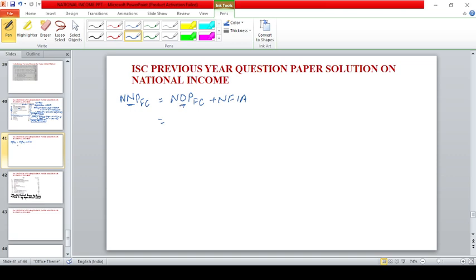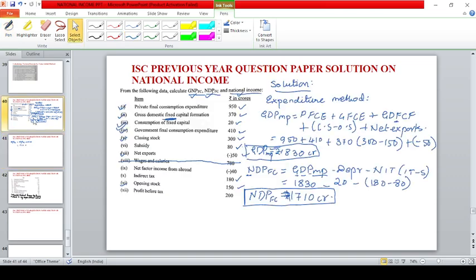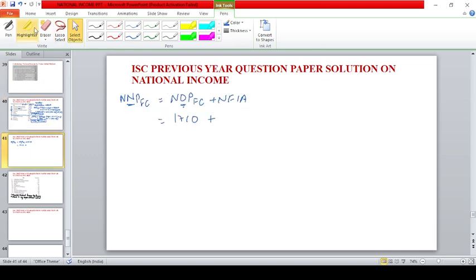Now the value for NDPFC was 1710 plus NFIA. Let us quickly see what NFIA was given to us. NFIA was minus 40. So we will substitute the value over here, that is minus 40. The total will be rupees 1670 crore. That is NNPFC, nothing but our national income.